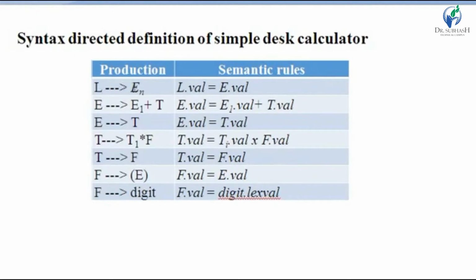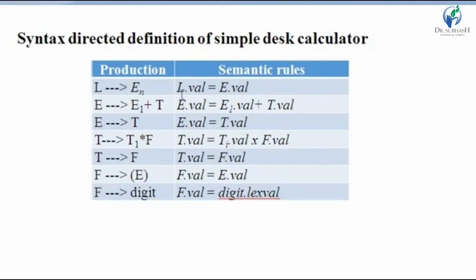So L gives En. In semantic rules you have to write its attribute and value. So L.value is equal to E.value. Here it represents its value. E gives E1 plus T, then E.value is equal to E1.value plus T.value.